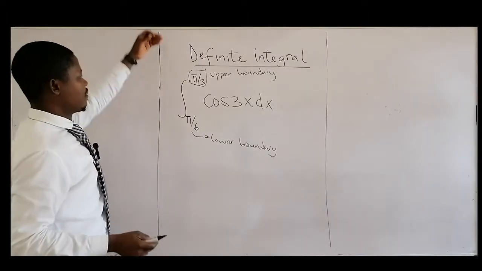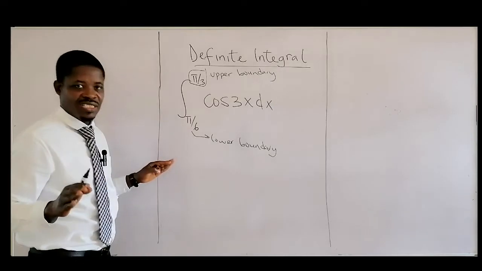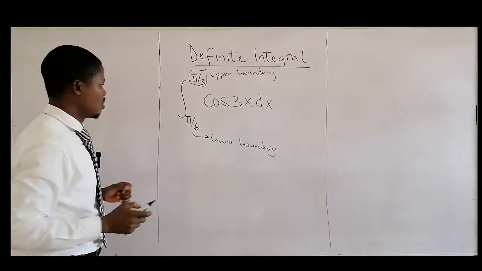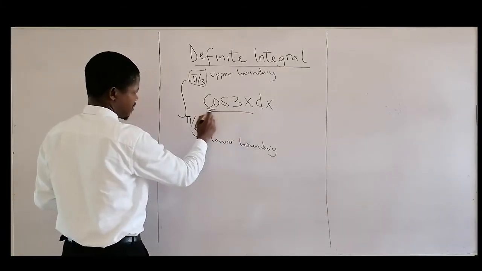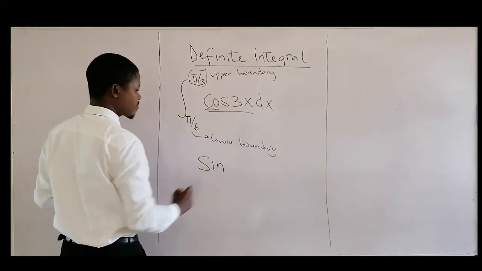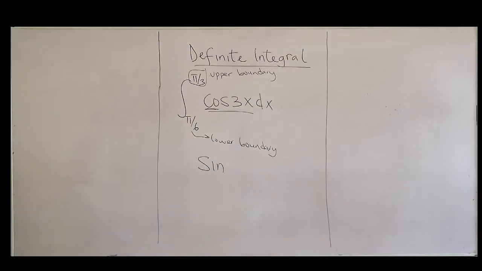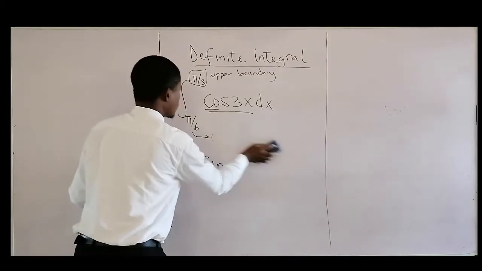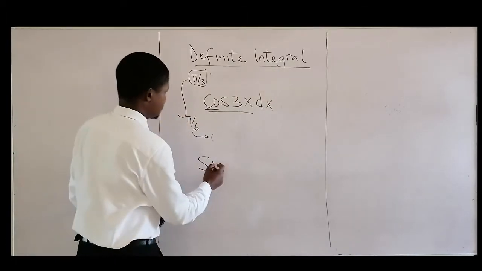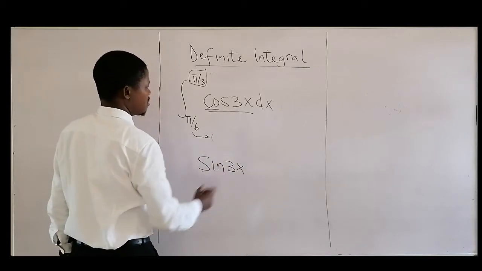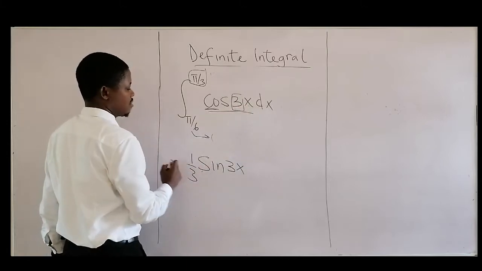In this case where you have the upper and lower, you're going to have a value that won't be plus c in your integration. So let's go straight to the work. Don't forget that the integral of cosine is sine. So that's the sine of the function. Then you need to divide by the coefficient attached to the variable. That's 1 over 3, okay?